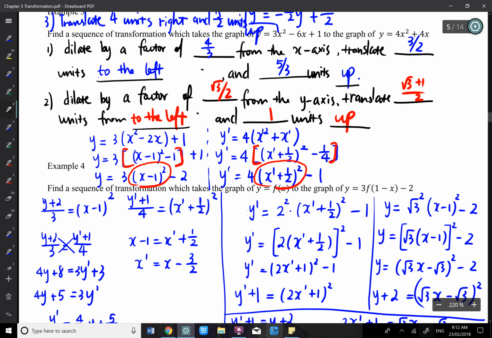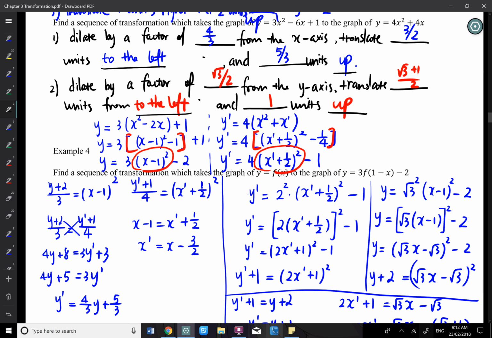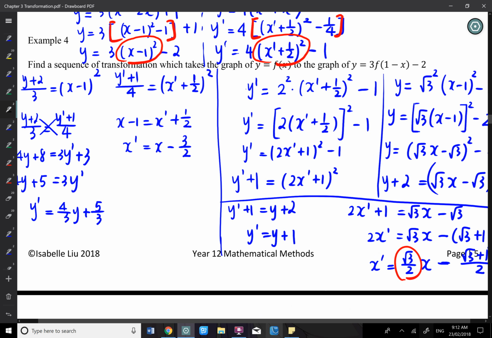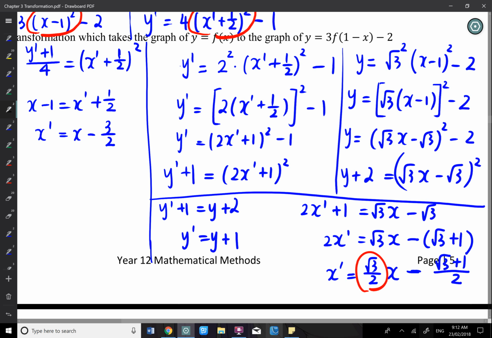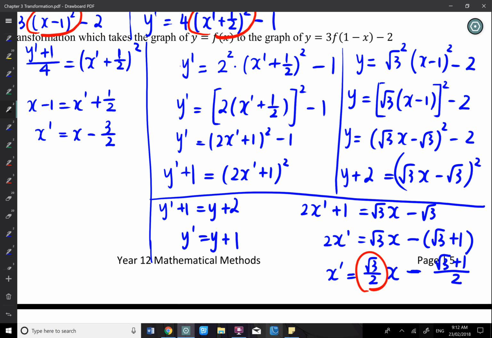Okay, that's just a long question. But the important thing I want to say is here. If you want to dilate from the y-axis, you need to put the coefficient next to the x. So that's how you can put the value back into a bracket.